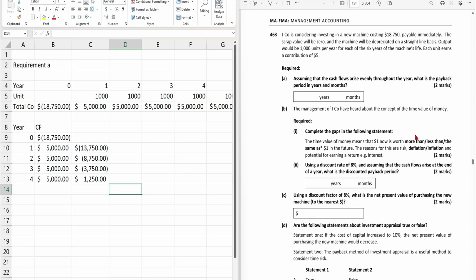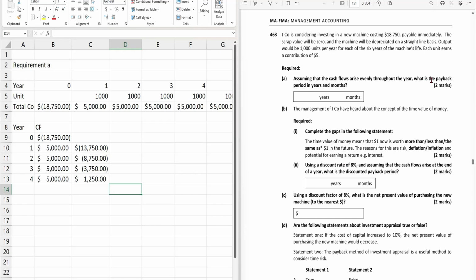So what would be our option? The time value of money means that $1 now is worth more than $1 in the future. So you have to choose more than, and the reasons for this are inflation and potential for earning a return. Example, interest. Okay, next part. Using the discount rate of 8%, assume that cash flow arises at the end of the year. What is the discounted payback period?